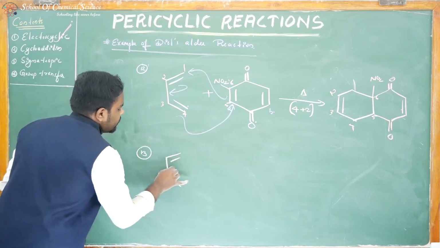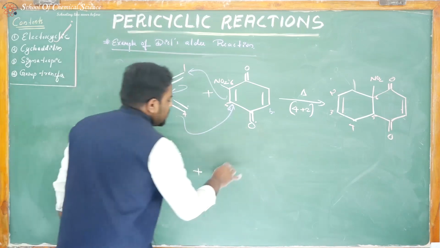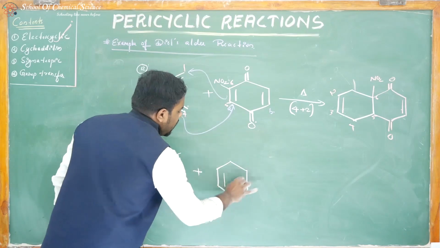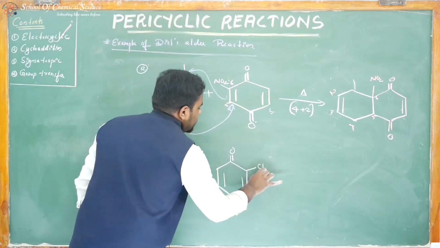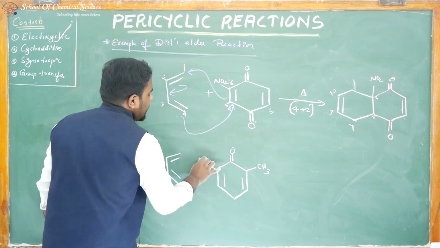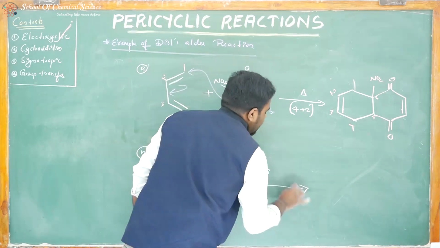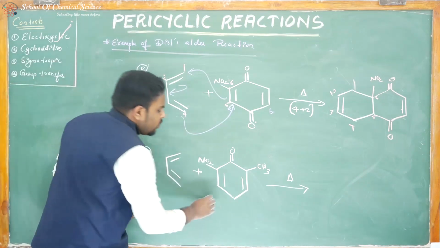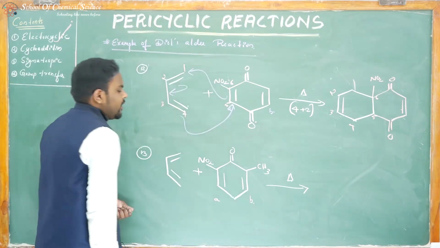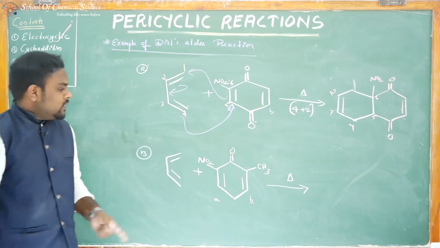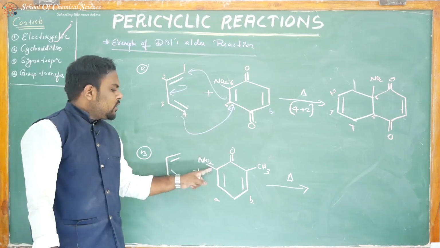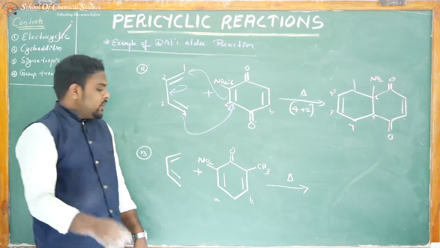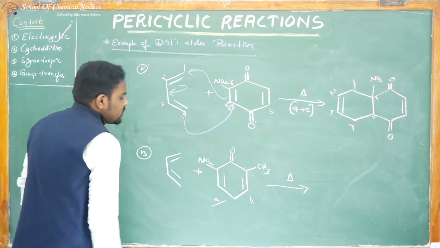A diene plus quinone, double bond O. Here a CH3 group is present and here an NO2 group is present. The reaction is under thermal condition. What is the product? Here two dienophiles are there, dienophile A and dienophile B. You have to select: the first one contains a withdrawing group, the second one contains a donating group. A dienophile must contain an electron withdrawing group. So dienophile A is most reactive.